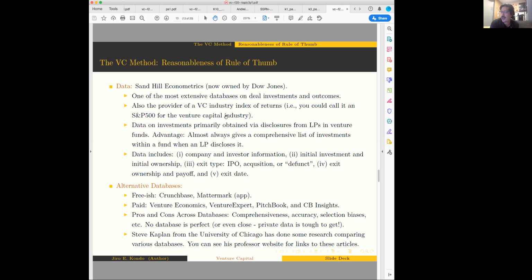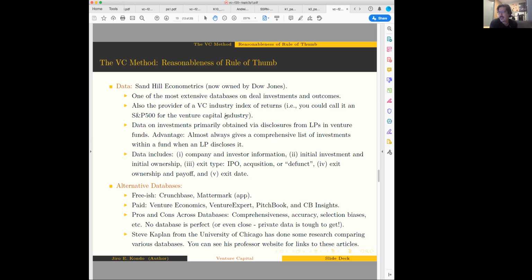There's a database called PitchBook and another one called CB Insights. These are kind of more modern upstarts. Out of the two, CB Insights is cheaper. PitchBook is more expensive, but everyone I've spoken to says PitchBook is much better in terms of quality than CB Insights. And from what I've seen, that's definitely true.